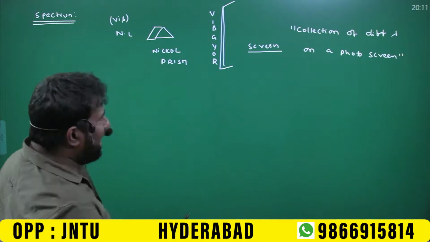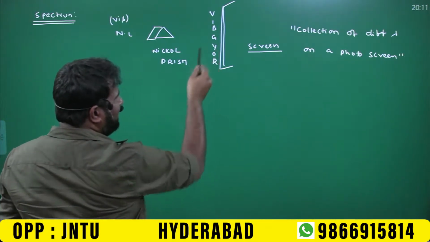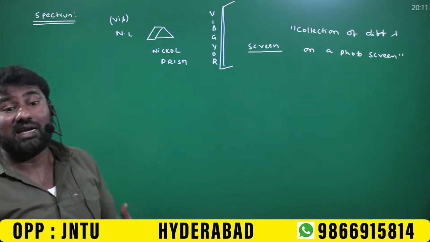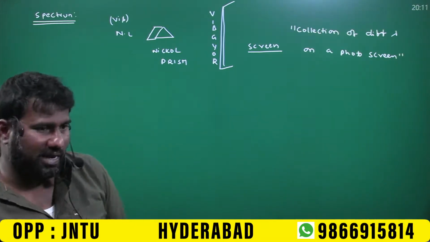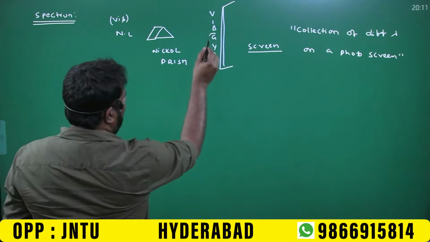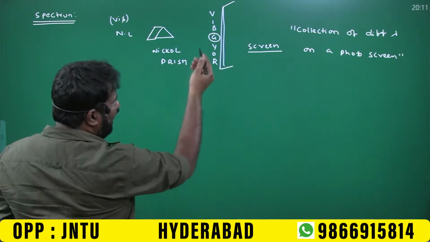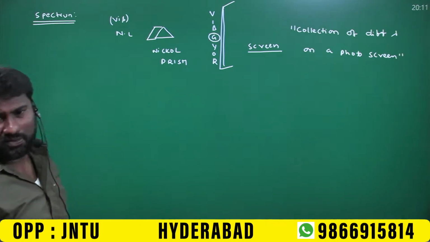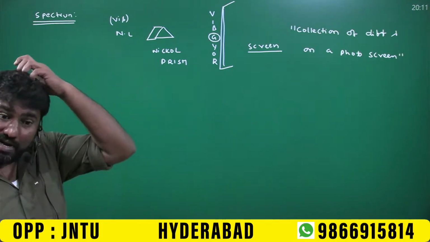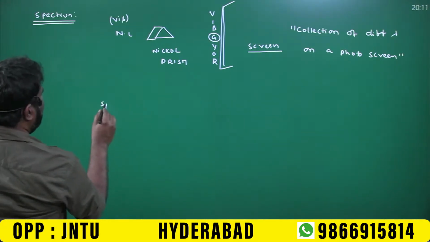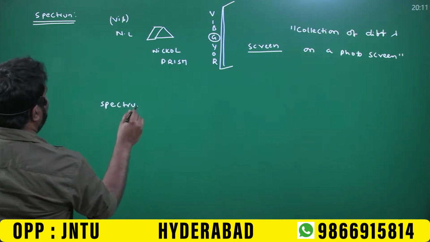If some of the radiations are missing from this, what is that spectrum? That kind of spectrum is called discontinuous spectrum. ఇక్కడ ఏదైనా ఒక లైట్ మిస్ అయింది అనుకుందాం, ఒక రేడియేషన్ మిస్ అయింది అనుకుందాం, or one or two radiations are missing from the spectrum, that kind of spectrum is called discontinuous spectrum. That means we have two types of spectrums.